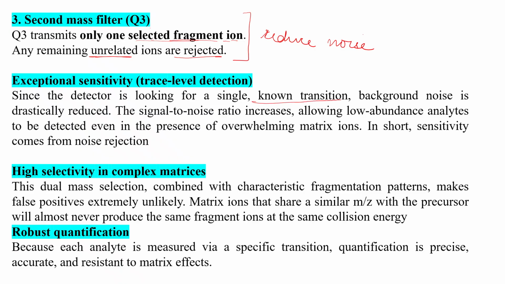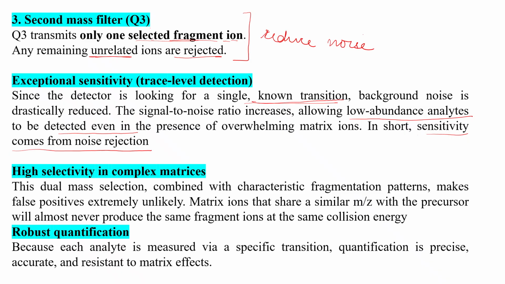Now sensitivity. Now the detector is looking for a single known transition, and it will transmit only these single known transitions. So noise will be drastically reduced. And this is the reason. Which reason? Looking for a single known transition, the signal to noise ratio is very high, and although the analytes are very low in abundance, even then they are detected. And they are detected, so we can say that sensitivity comes from noise rejection.